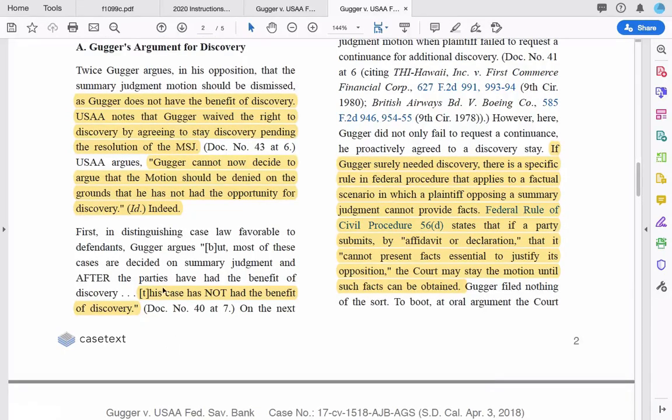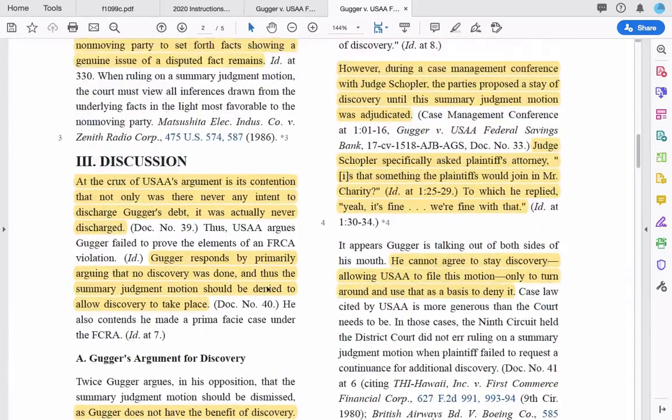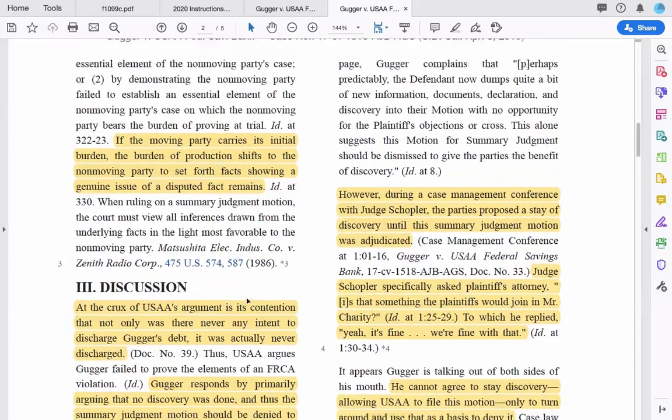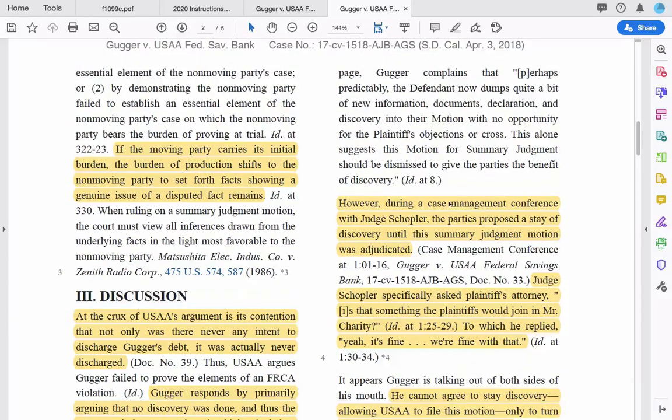So again, the consumer says we haven't had the benefit of discovery. And the problem is, during a case management conference with this judge, the parties proposed a stay of discovery until the summary judgment was decided or adjudicated. So this judge, I presume a magistrate judge, specifically asked plaintiff's attorney, is that something plaintiffs would join in, Mr. Charity? To which the plaintiff's lawyer replied, yeah, it's fine.